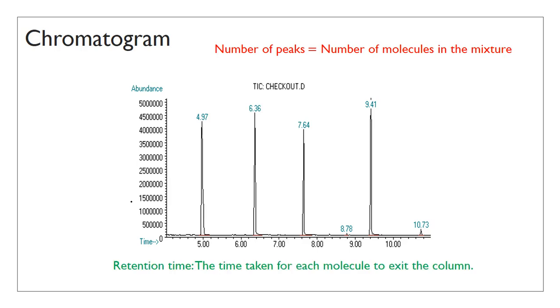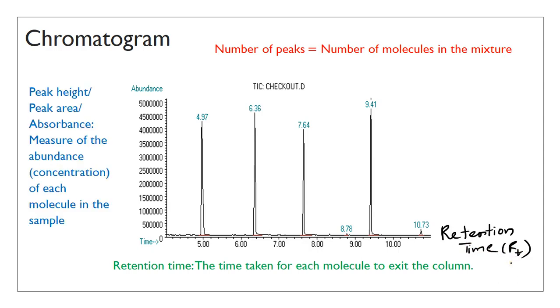The second feature that you need to look at would be the horizontal axis, which represents retention time. So retention time is the horizontal axis, also known as RT, and basically, it records how long it takes for each component to exit the column. And the vertical axis, which depending on the chromatogram that you read, can either say peak height or peak area of absorbance or abundance, as in this particular example. And it is a measure of the concentration of each molecule in the sample.